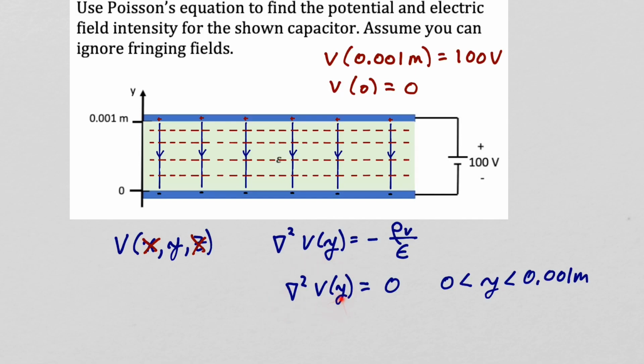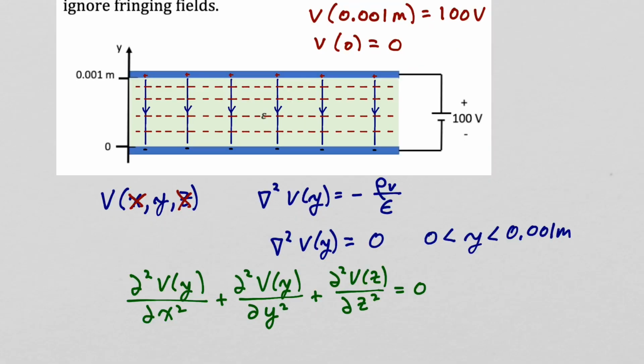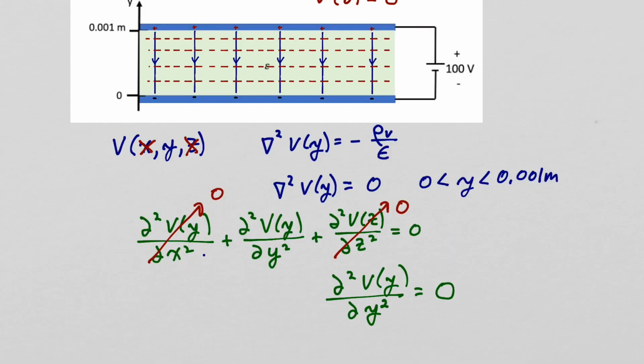So here I've inserted the form of the Laplacian of v in Cartesian coordinates, and since v only depends on y, the derivative with respect to x is 0 and the derivative with respect to z is 0. So here is our second order differential equation for our potential, and here are our two boundary conditions.